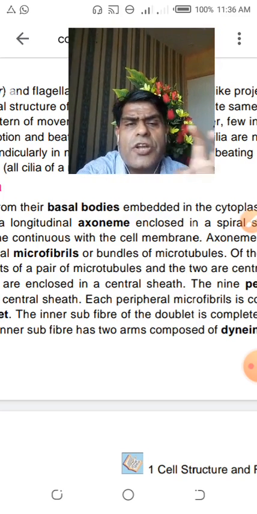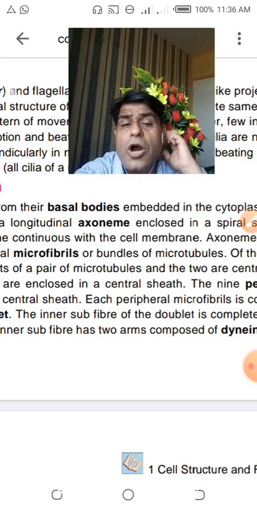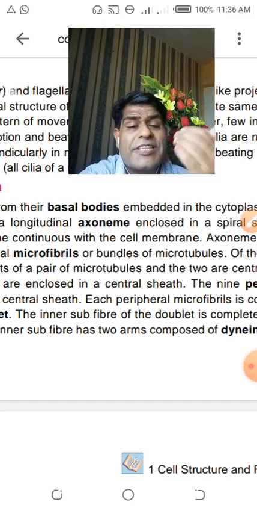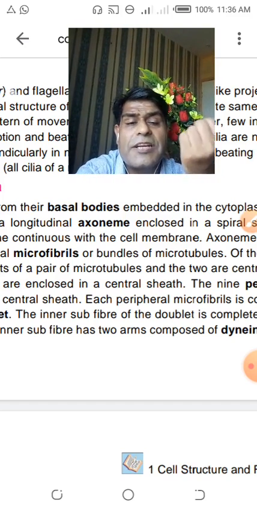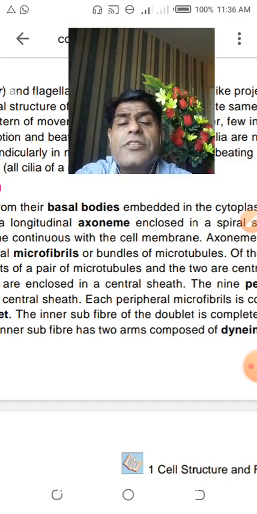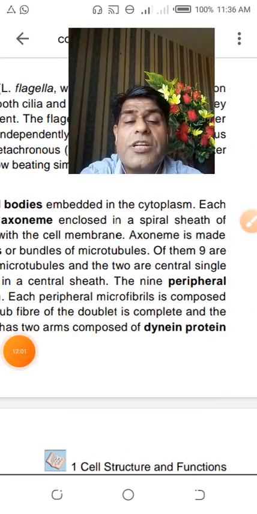Now one out of 9 peripheral I am talking about. It consists of doublet. It consists of 2 subfibers, outer subfiber and inner subfiber. And inner subfiber is complete. Inner subfiber is a complete circle. I will show you the diagram. Inner subfiber is complete, and outer subfiber is not complete.